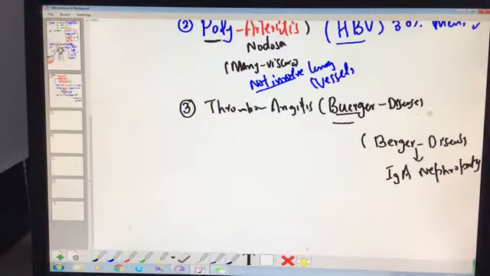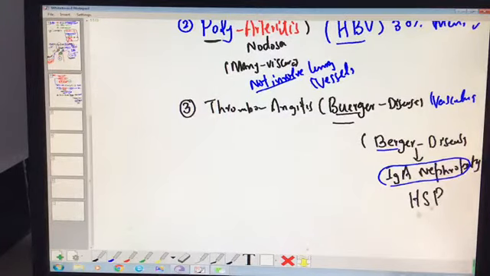Berger disease is a vasculitis. It's IgA nephropathy, a disease of the kidney. Berger disease may sometimes be associated with HSP. Henoch-Schönlein purpura is also due to IgA, the excessive IgA present in the serum.